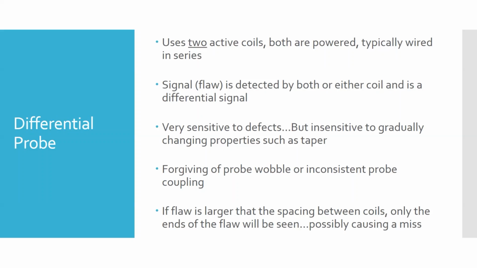It's taking one, comparing it to the other. It's taking one, subtracting it from the other. And when there's a difference in one coil or the other, it's going to pick that up. And so the flaw is detected by both or either coil, and it's looking at the difference in those two coils. They're extremely sensitive to defects, but what can throw them off is if you have a gradual change in material thickness, or a gradual change over a large area, you're not going to get much differential between the two coils, right?